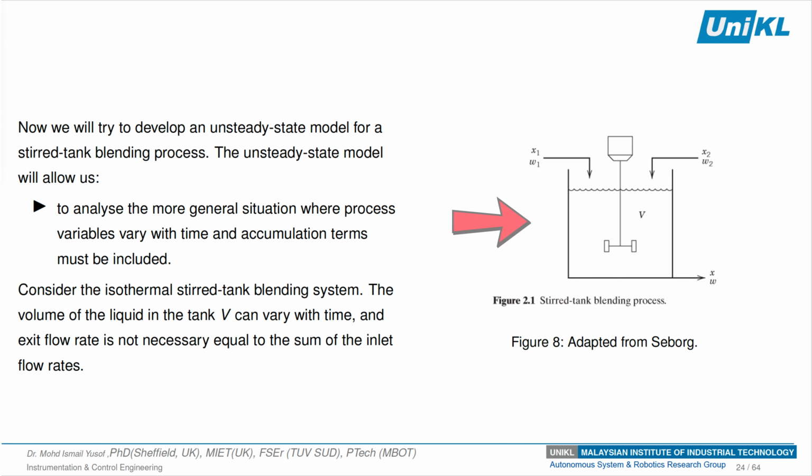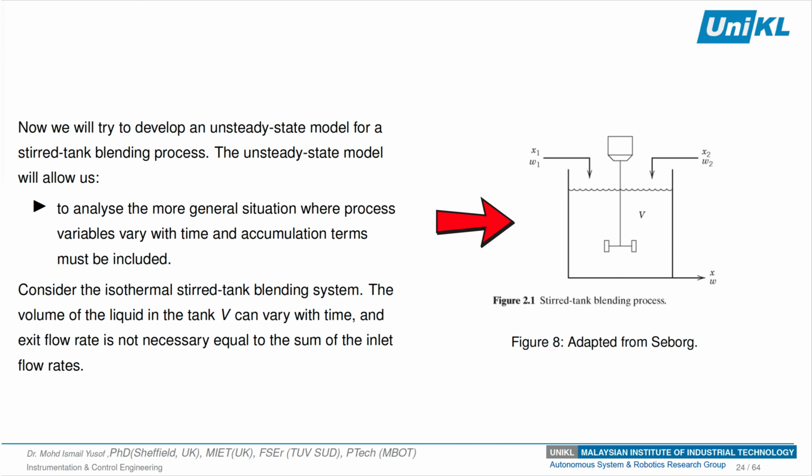If we look at the illustration on the right, we can see that the tank consists of two inlets and one outlet. Assume inlet 1 pours varying mass fraction of x1 and inlet 2 pours a constant mass fraction of x2. The unsteady state model will allow us to analyze the more general situation where process variables vary with time and accumulation terms must be included.